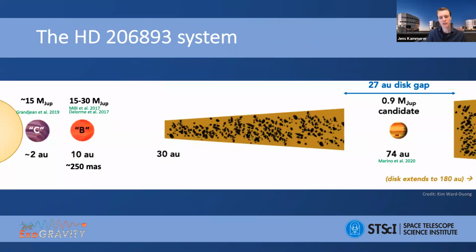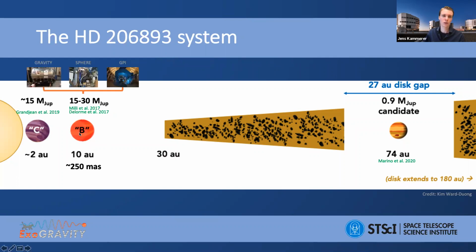Yeah, so in the last 10 to 15 minutes, I would like to talk in a bit more detail about the HD 206893 system, which is a debris disk system that has two inner companions. There's HD 206893 B, which has been directly imaged with SPHERE, and now also GRAVITY, and is believed to be a brown dwarf of about 15 to 30 Jupiter masses. And there's HD 206893 C, which is known from radial velocity and also Gaia measurements. And its mass is still highly uncertain, but maybe somewhere around 15 Jupiter masses.